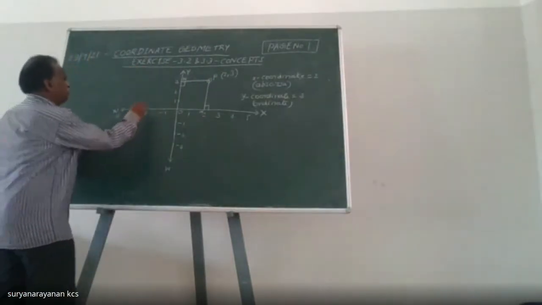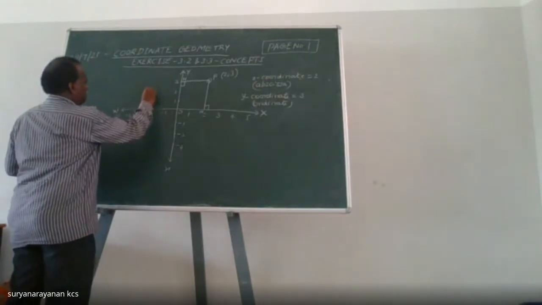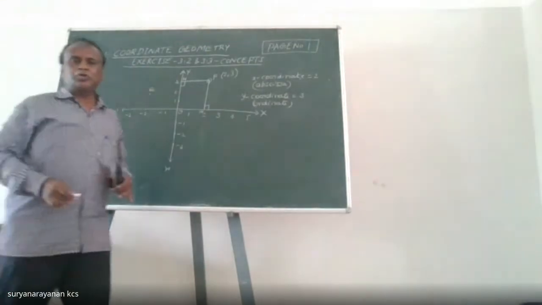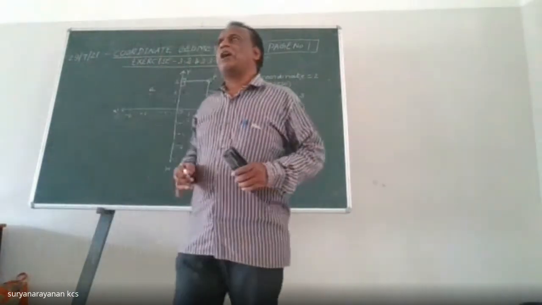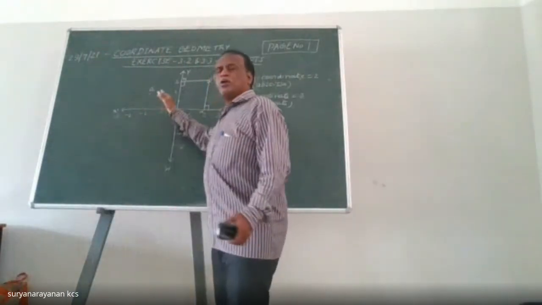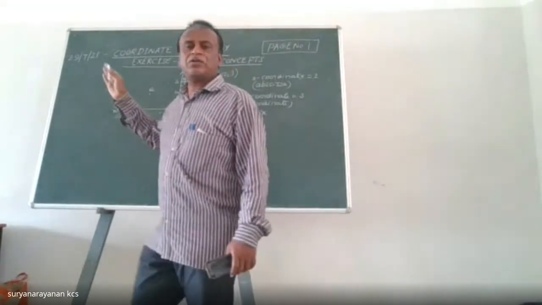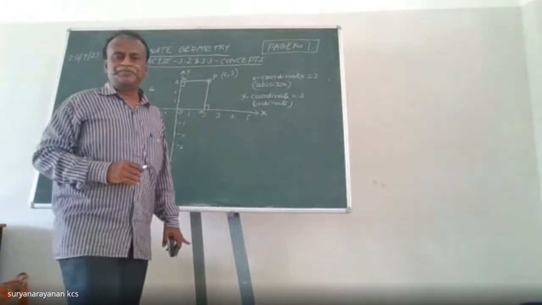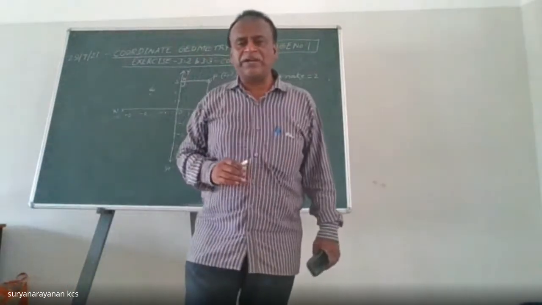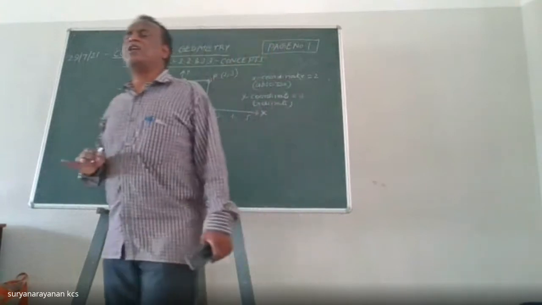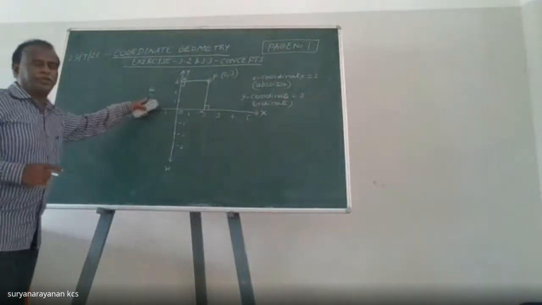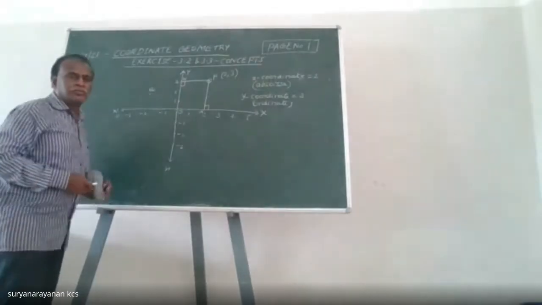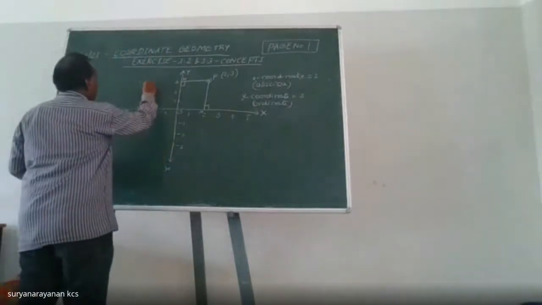So, suppose I have taken a point Q in this Cartesian plane. Can you tell me what are the coordinates of the point Q? Yes, my dear Sridarshan, tell me what are the coordinates of the point Q? -2 and 2. Yes, very good. -2, comma 2.